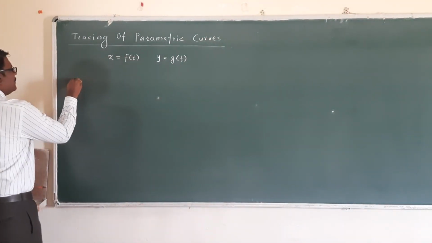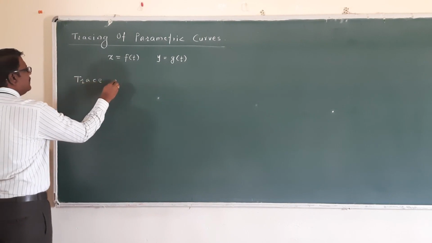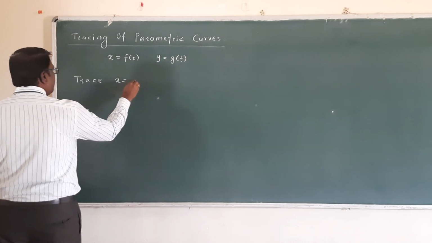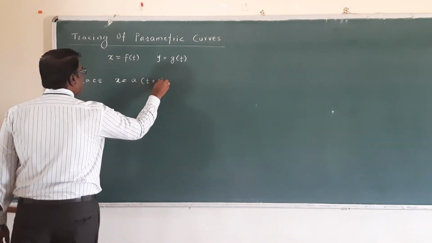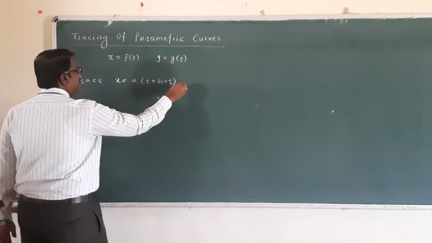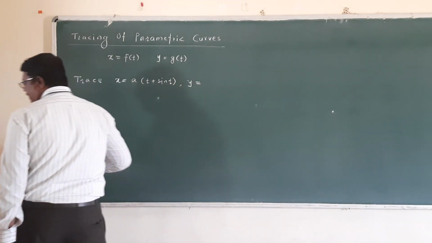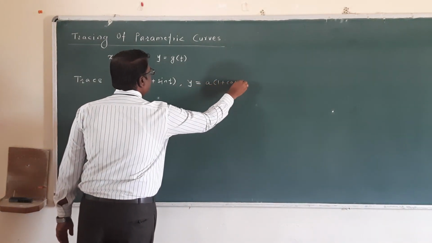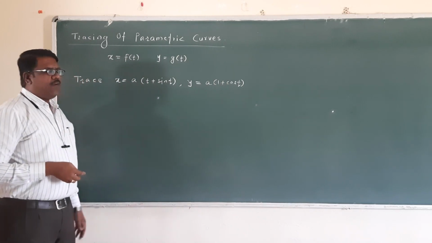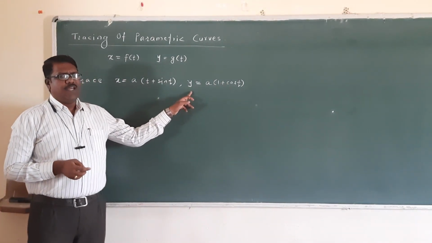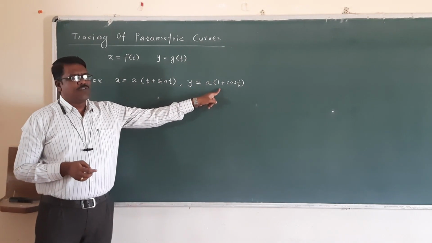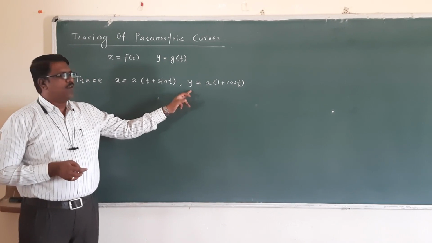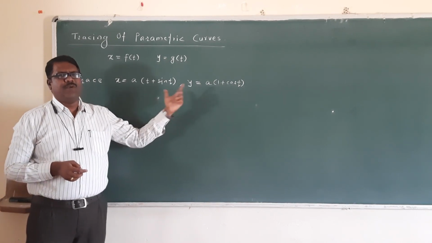Trace x equal to a into (t plus sin t), and y equal to a into (1 plus cos t). Now these two variables x and y are expressed in terms of t. So here the parameter is t, and x and y are Cartesian variables. Therefore, such equations we call parametric equations.